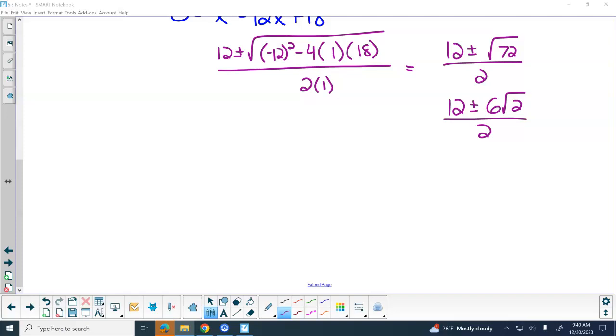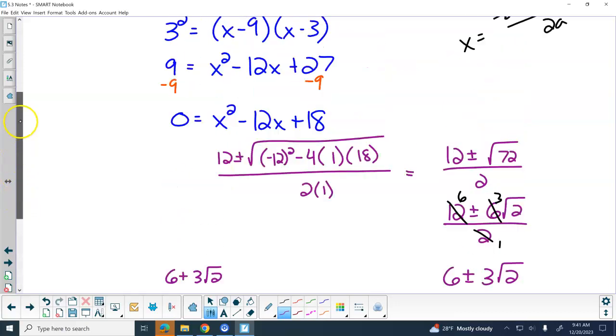So if I divide by 2, that gives me 1. Divide by 2, that gives me 3. Divide by 2, that gives me 6. Yes? Okay? So this gives me 6 plus or minus 3 square roots of 2. Which is 2 answers, right? 6 plus 3 square roots of 2. And then 6 minus 3 square roots of 2.